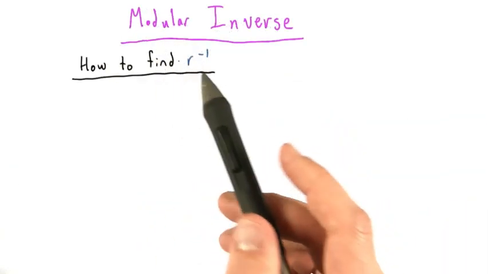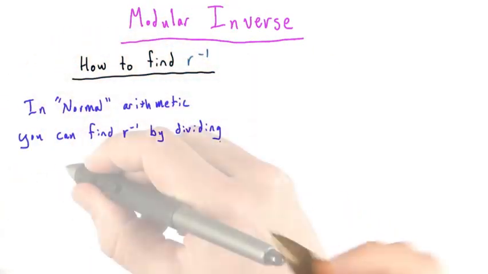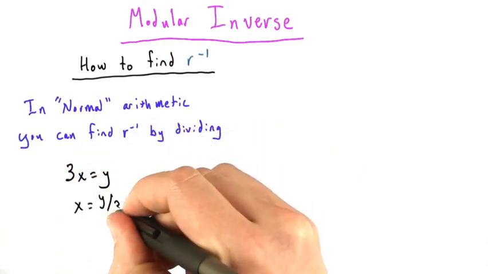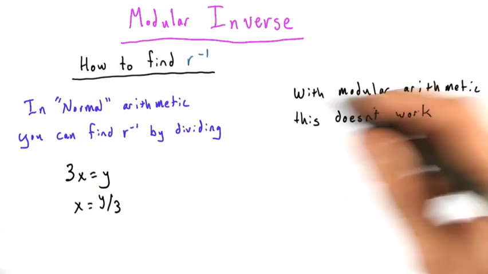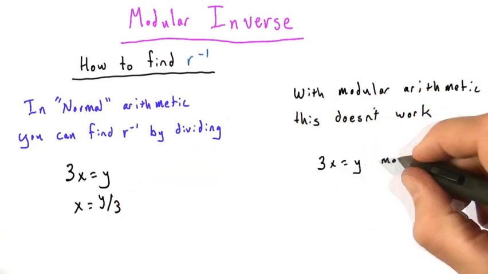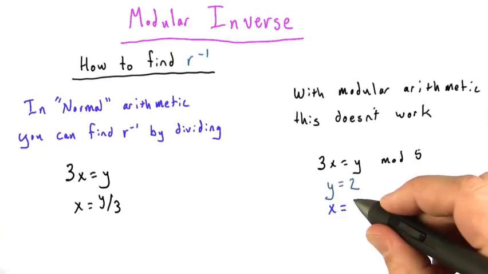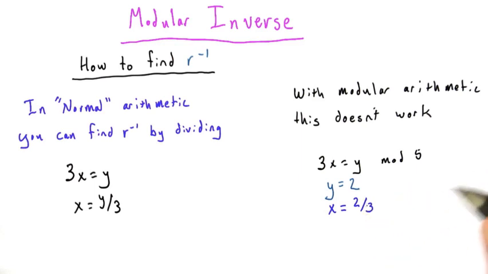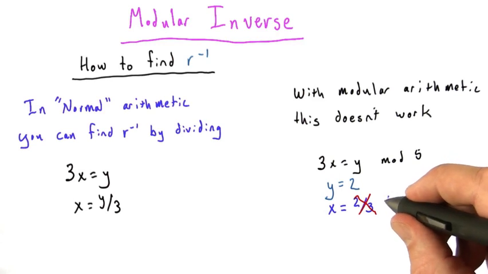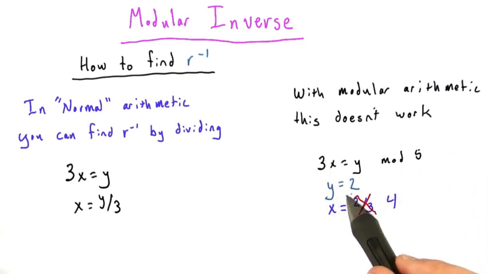So in normal arithmetic, not modular, finding the inverse is easy. We can just divide by r. As a simple example, if we have 3x equals y, we can find x by dividing by 3. But with modular arithmetic, this doesn't work. Taking our same example, 3x equals y mod 5. Let's set y equals 2. If we just divide, we get x equals 2/3, which doesn't make sense. x has to be an integer. It turns out the answer is actually 4, because 3 times 4 is 12, and 12 mod 5 is 2.